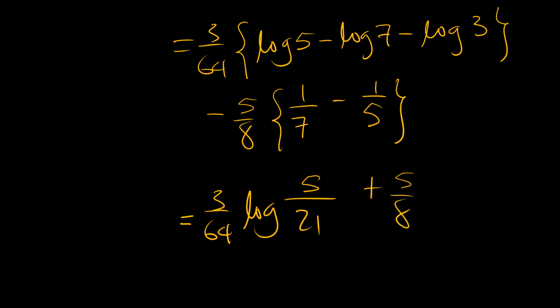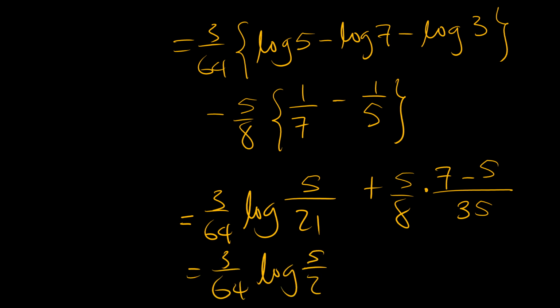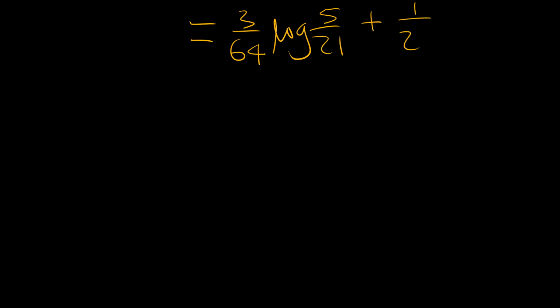We have 5 over 8 times, this is 35, 7 minus 5, which is 3 over 64 log 5 over 21 plus 5 over 8 times 2 over 35. By 5, 1, by 5, 7, 1, 2, 4, so 1 over 28. So we have 3 over 64 log of 5 over 21 plus 1 over 28.